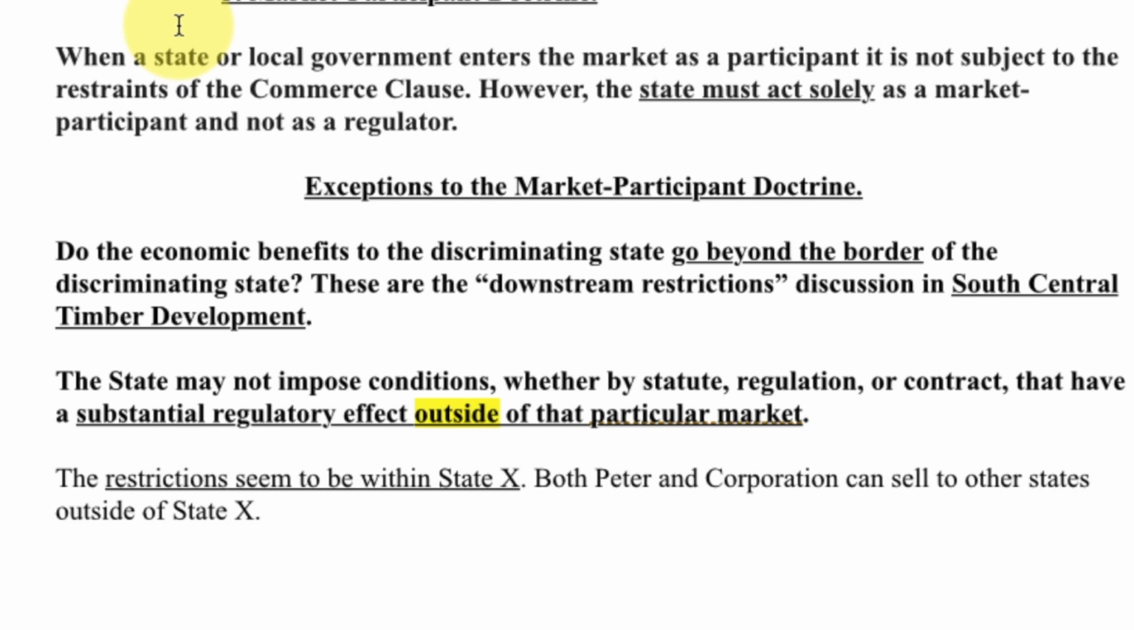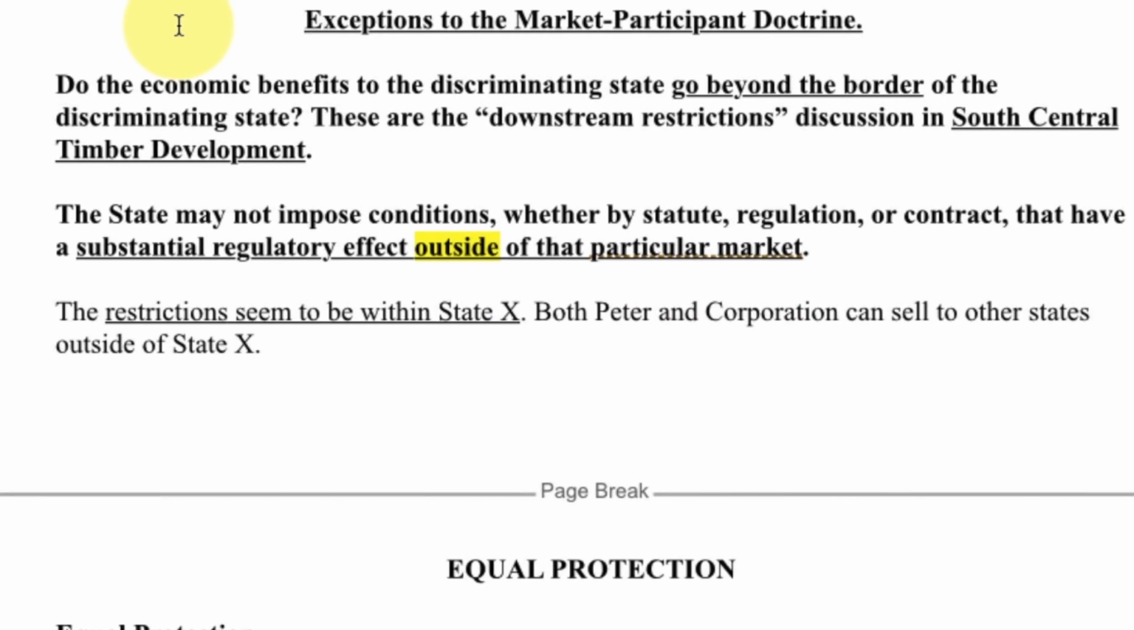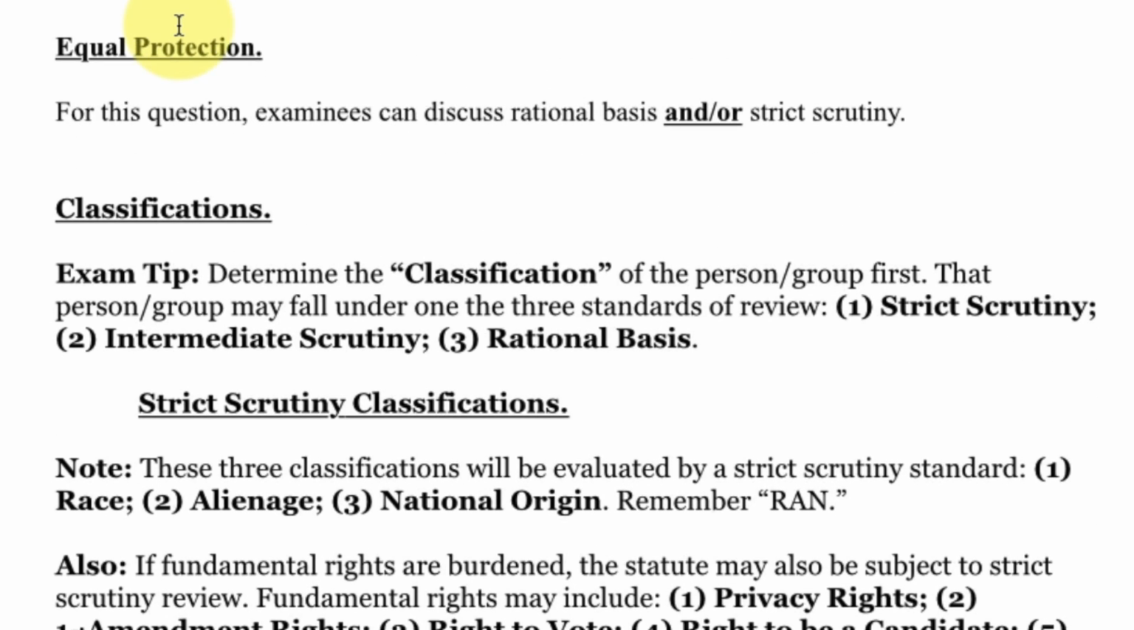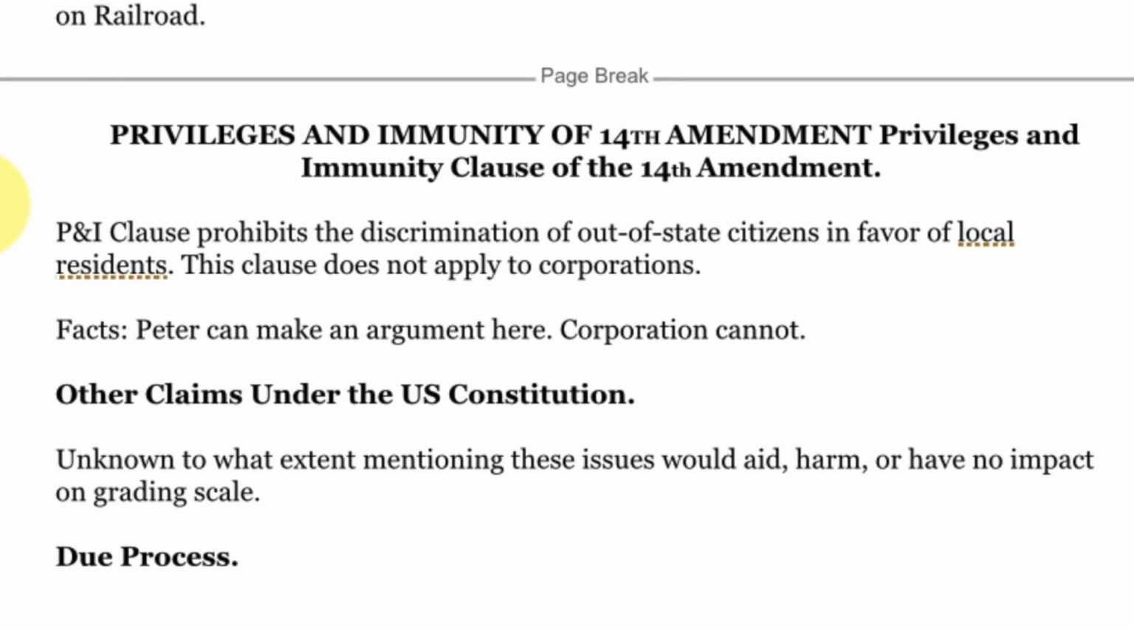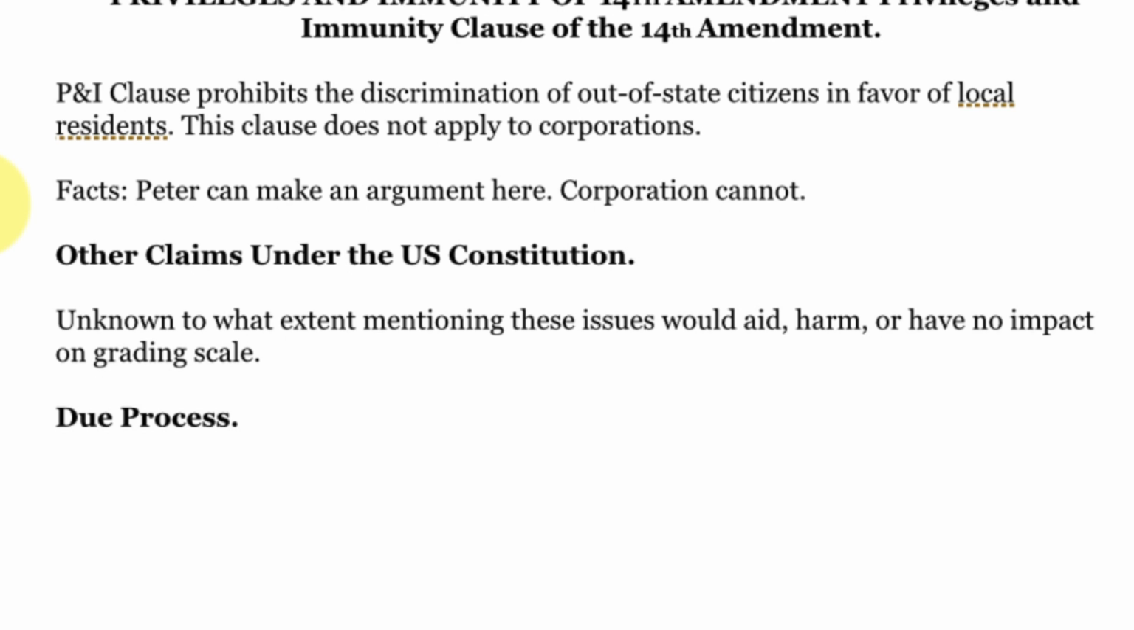That's key. Now let's move on to equal protection. There you could have used rational basis. Of course, you want to talk about classifications, and there you could have said, hey, look, they're not a suspect class, either Peter or the corporation. So a rational basis discussion would have been fine. Then move on and get those points from privileges and immunities. That wasn't too difficult. And you already know that corporations are not entitled to the benefits under that particular clause.